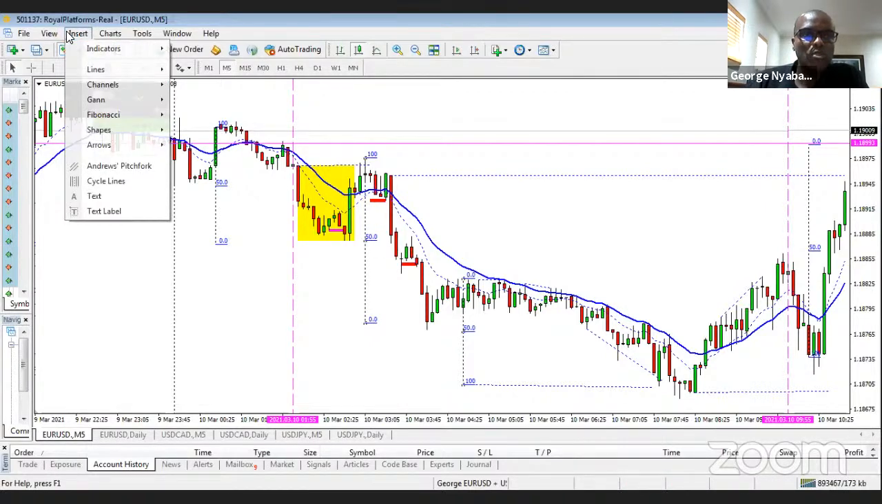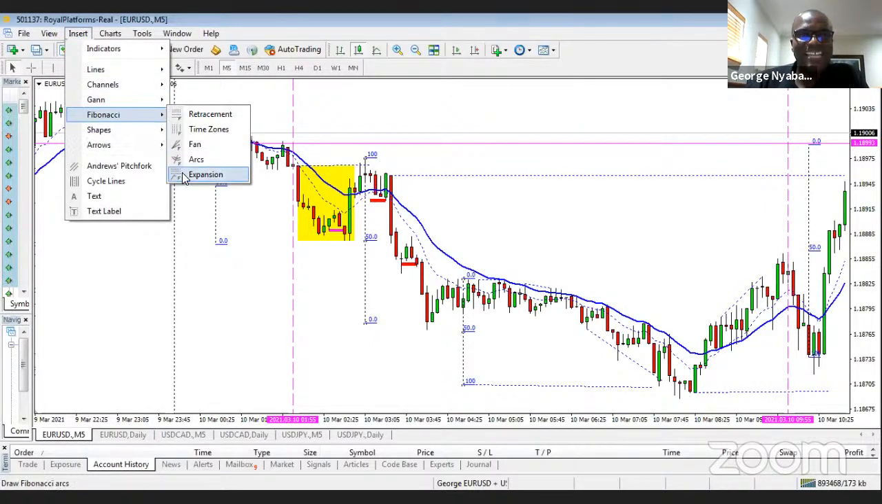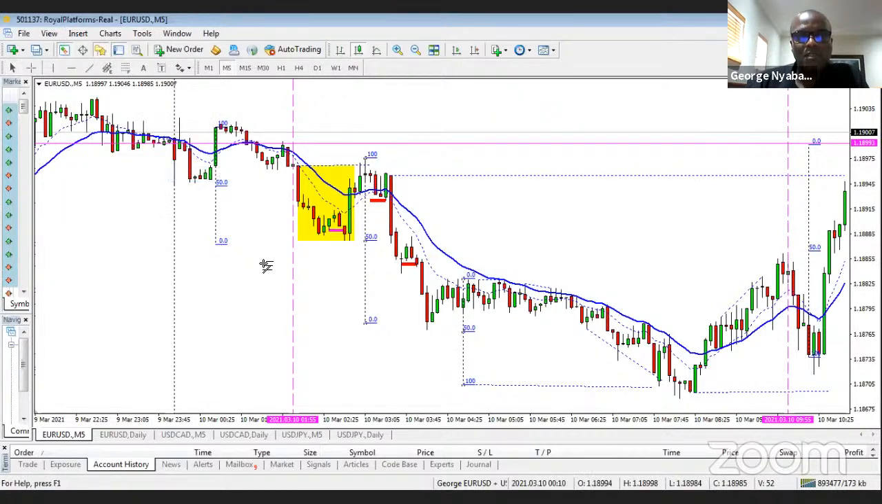The tool that I use is the Fibonacci Expansion. Okay, and I'll show you the parameters just now. You just plonk it at the top of where the move is starting, and what you want to take it down to is where the first move ends. And then you want to take the pullback to where the pullback begins. Okay, so there is the first leg and there is a pullback.